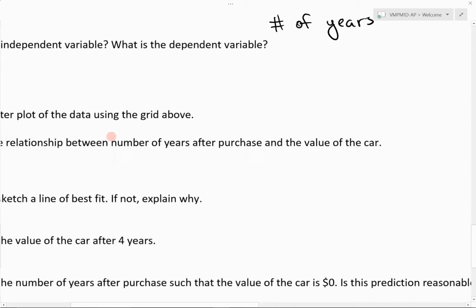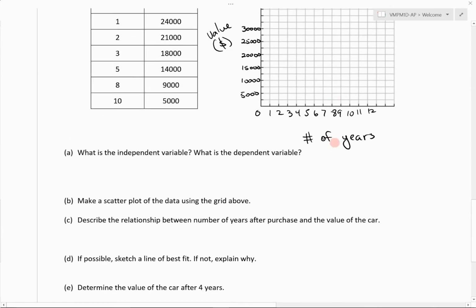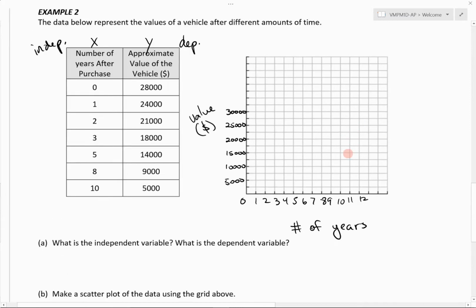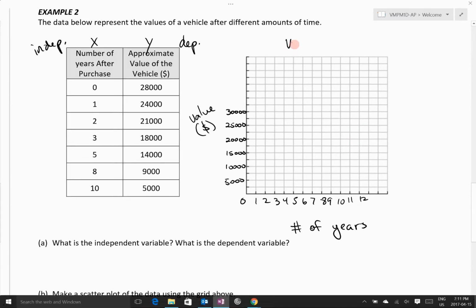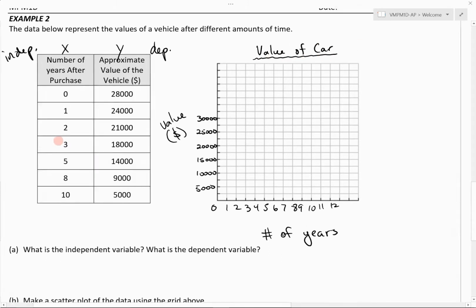I could have made the scale a little bit bigger. Okay, and then part C says, describe the relationship between the number of years after purchase and value of the car. Well, I still have to plot my points, so I forgot to do that. And I forgot to put a title, so don't forget to do that. Value of the car is going to be my title. And now I'm going to plot the points.